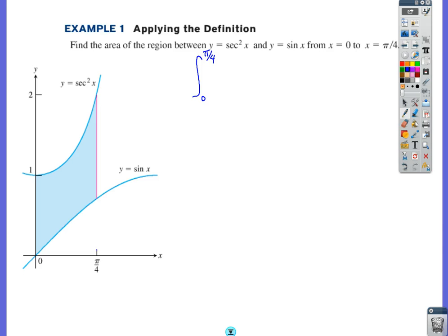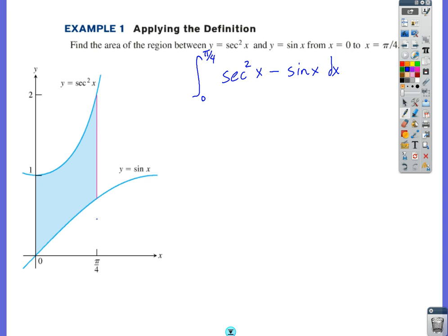Okay, that's good. So then I ask, which one's on top? Secant squared is on top. So I'm going to have the integral of secant squared x minus sine x dx. And you can kind of see that right now, right? Because the integral of secant squared x is all of this area, and the integral of sine x is just this area right in here. So I'm going to take secant squared and subtract out the sine x. Makes sense, right?